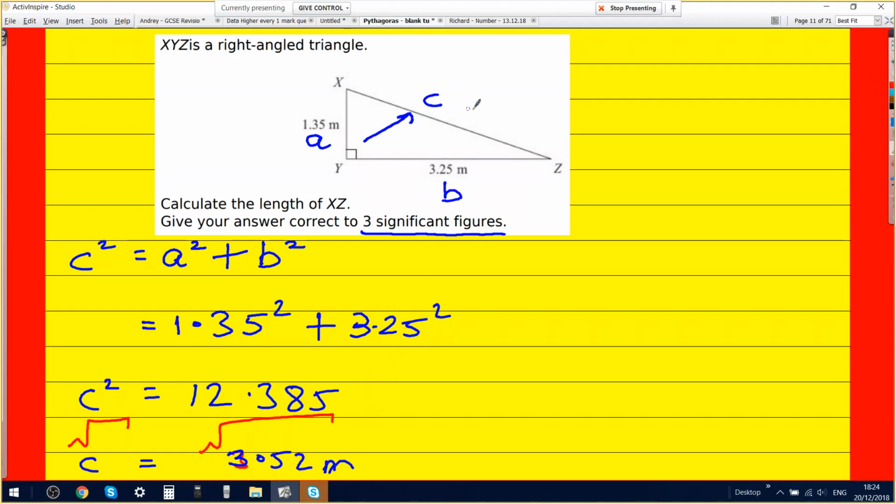Saying that this side is 12 long might seem like it's too big compared to the other two, but 3.52 is. And another little check is that the hypotenuse, the side opposite the right angle, should always be the longest side.